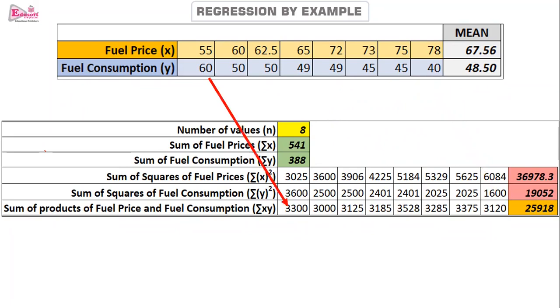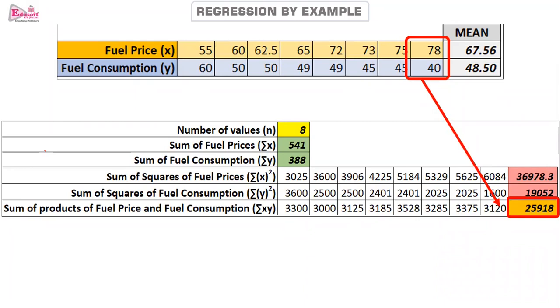And then you multiply the variable X and Y. You multiply the fuel price with the fuel consumption. You take those multiplications together, and then you take the sum of those multiplications also. So we have quite a lot of figures.